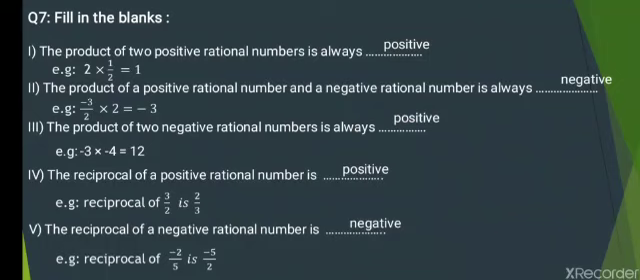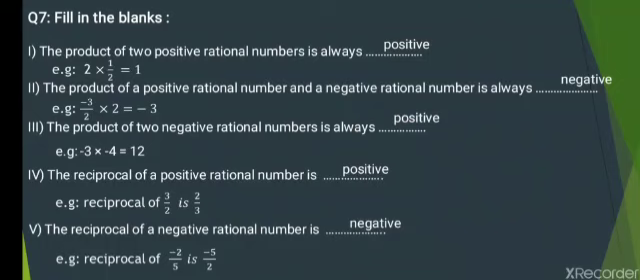Third part is the product of two negative rational numbers is always positive. Why? Because minus minus is always plus. Example is minus 3 into minus 4, which is equal to 12. Why? Because 3 fours are 12 and minus minus is plus, that is why it is plus 12. This is a single example I have given here. You can make many more examples to prove the result.